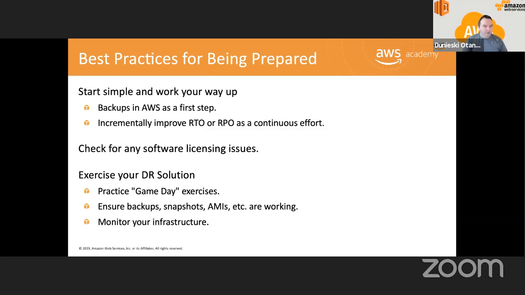Backups in AWS as a first step, that's very important. Incrementally improve RTO or RPO as a continuous effort. So that is something that you have to agree with the owner of the company to see how much data they can lose for the RPO and how much or how quickly they want to be back up and running. That's for RTO. It incurs charges and cost. So you have to work this out with the company owner or the person, the CEO, the CTO, whoever is in charge, and you as an architect have to agree on that.